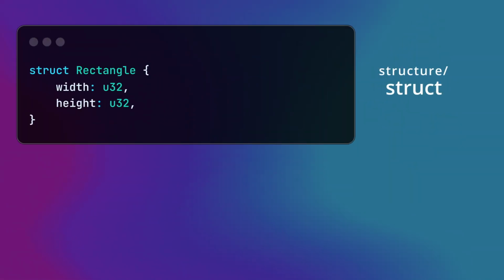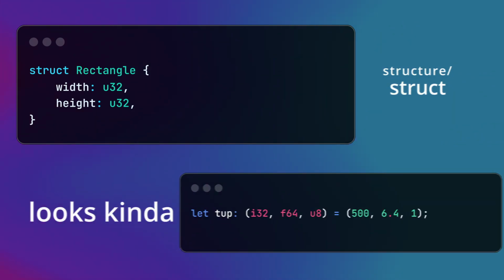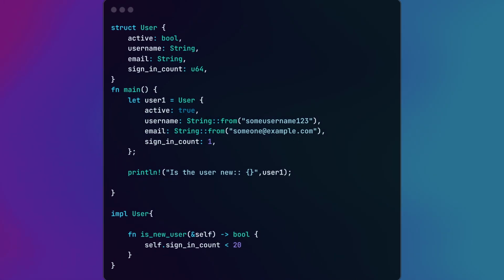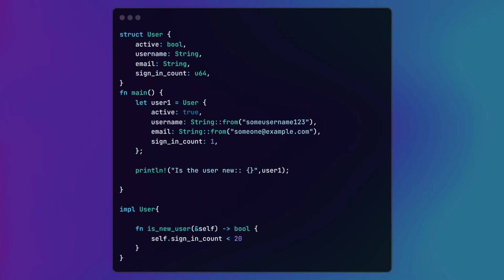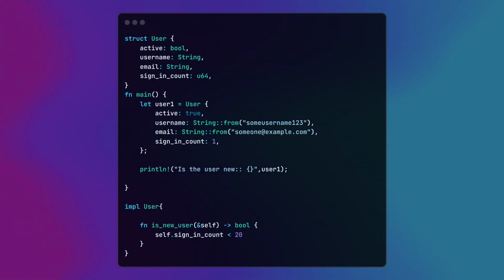So a struct, or a structure, is a custom data type that lets you group data together. It's similar to tuples, but there are a lot more functionalities and features. If you're familiar with C or C++, then you might be familiar with structures and classes. Their overall look and feel is similar to that of structures, but we can also add methods to them, which is similar to classes.